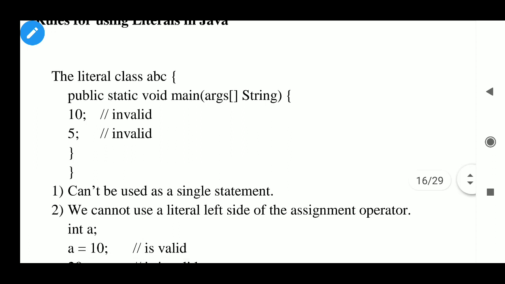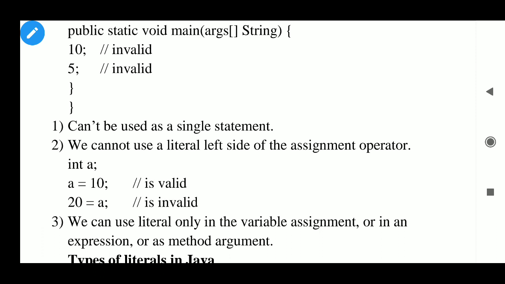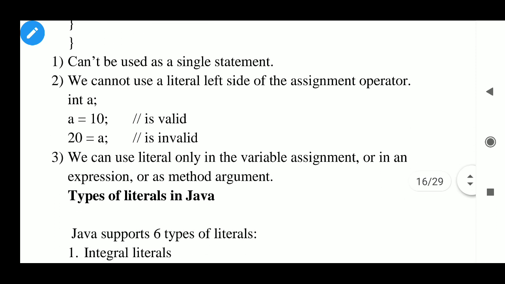Now, number 2: we cannot use a literal on the left side of the assignment operator. For example, we have declared int a. Here a is a variable, of type int, so a will contain integer data. Now, a = 10 is valid, but 20 = a or 10 = a is invalid. When we are assigning data to a variable, the data should be on the right side of the equals sign or assignment operator. We can use a literal only in a variable assignment, in an expression, or as a method argument.